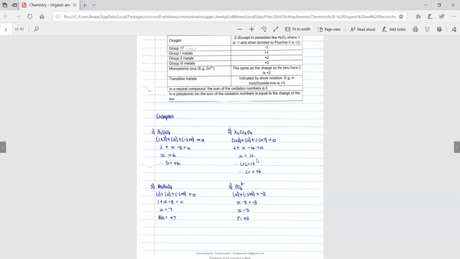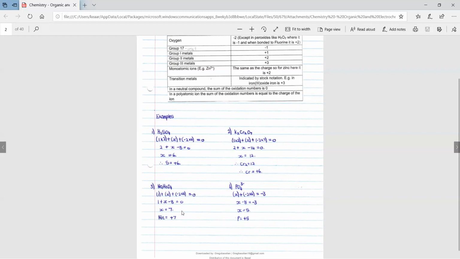However, x is not Cr. Cr2 is x. So we're going to replace x with Cr2, which is 12. Therefore, Cr has an oxidation number of 6. It's important to remember that if there are 2 of them and you've substituted with just x, when you're subbing Cr back into x, you must write it as Cr2. Then you can get the oxidation number of just Cr.